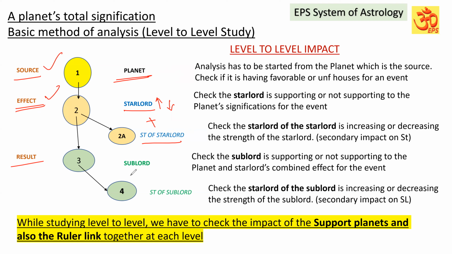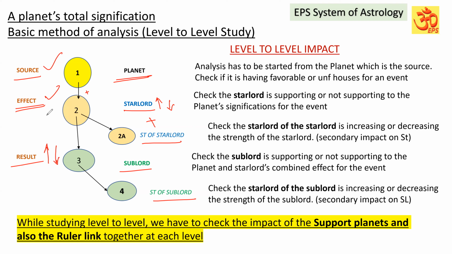Next is the result giving planet, that is the sublord. The sublord is also in the star of another planet. So now the sublord's significations, whether it is favorable or unfavorable, based on that, the combined source and effect of the planet and star lord are going to be further increased or decreased by the sublord. Suppose the planet is good, the star lord is also good, but the sublord is unfavorable. The result is going to be unfavorable.